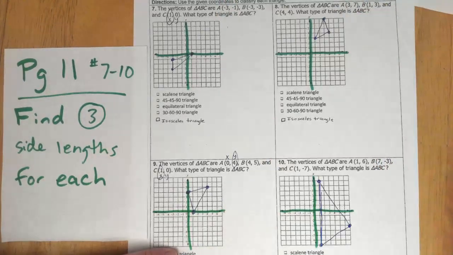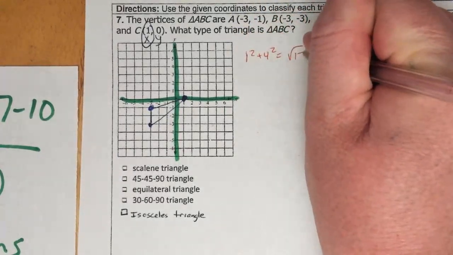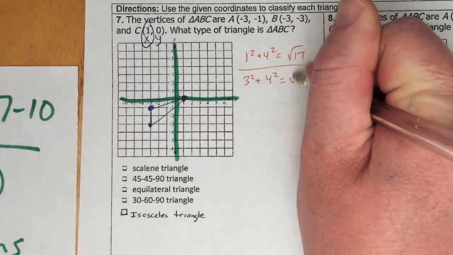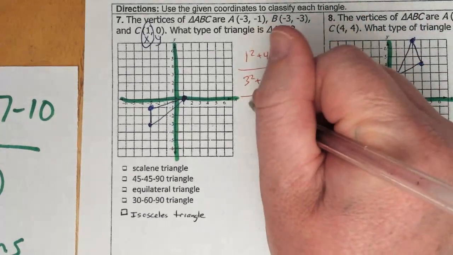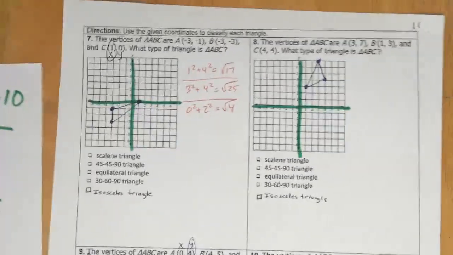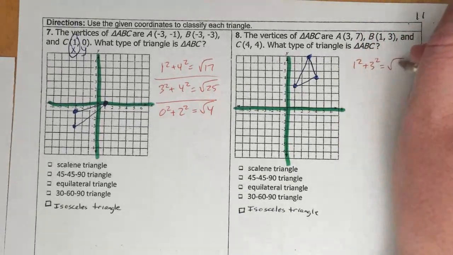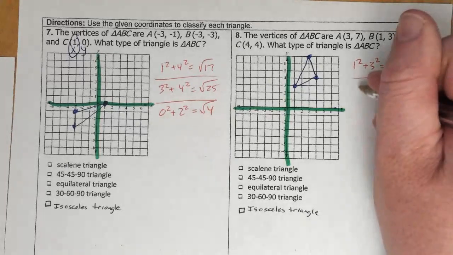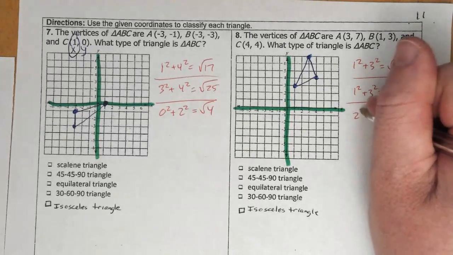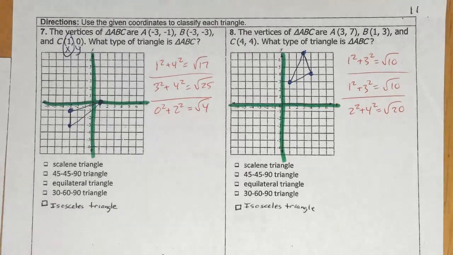You should have gotten, let's see, number 7. You should have got 1 squared plus 4 squared, which is radical 17. You should have gotten 3 squared plus 4 squared, radical 25. And you 0 squared and 2 squared, which is radical 4. All right. Number 8, we have a 1 by 3, which is radical 10. Another 1 by 3, or a 3 by 1, which is radical 10. And then a 2 by 4, which was a radical 20. All right, so that's 7 and 8.